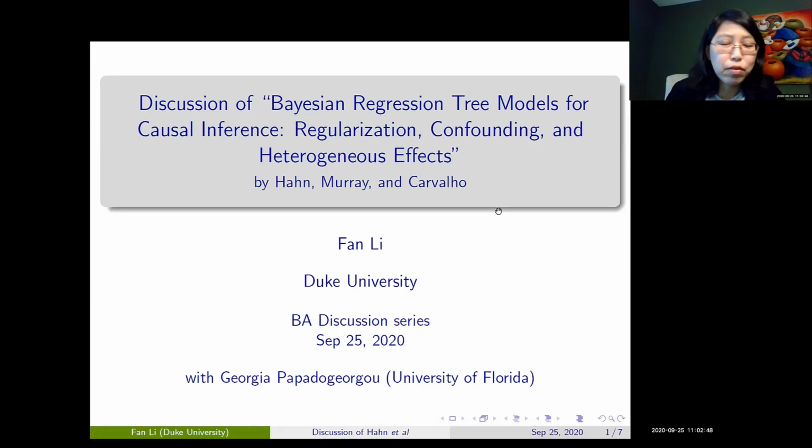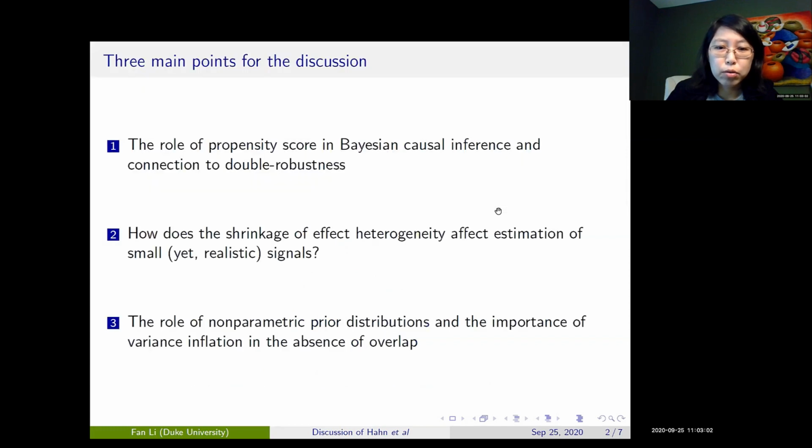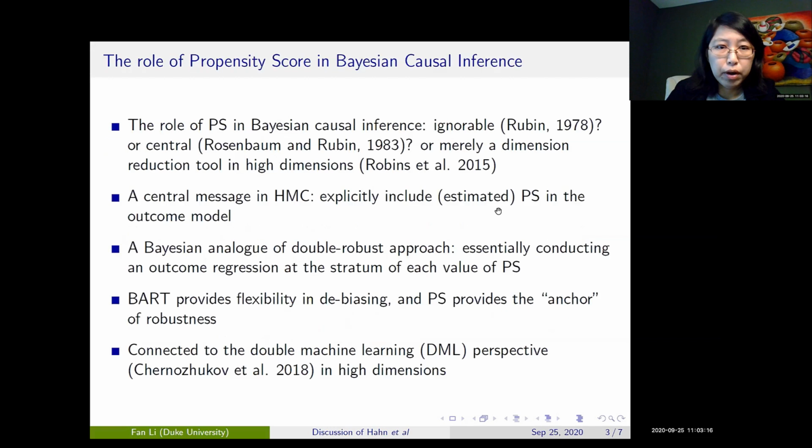So it's actually very nice to follow up Arman's discussion, because I will also discuss the overlap issue, and the choice of priors is also a big issue that I'm going to talk about. Since I only have 7 minutes, I will try to cover 3 points. One conceptual point is more like a comment, and then 2 more specific points about the specific models and priors used.